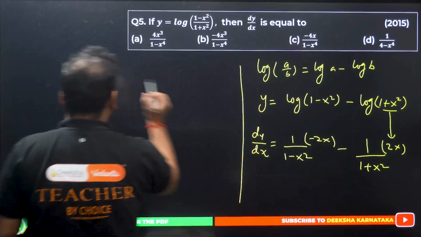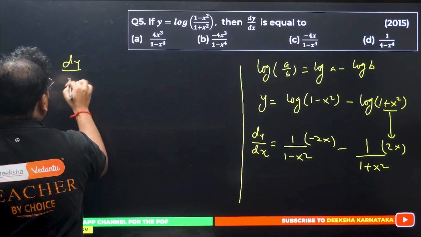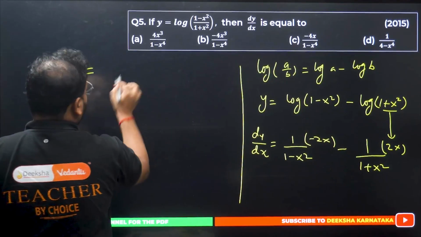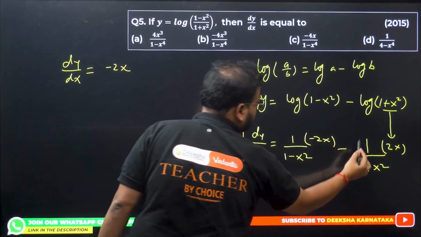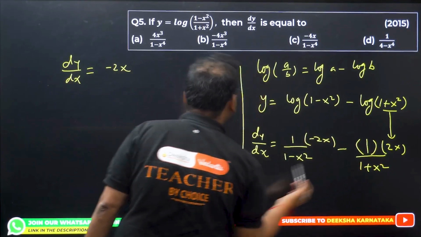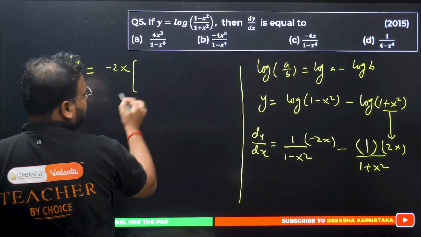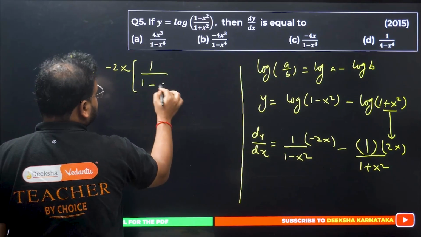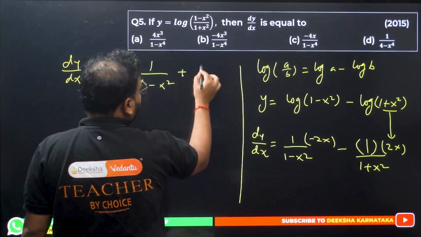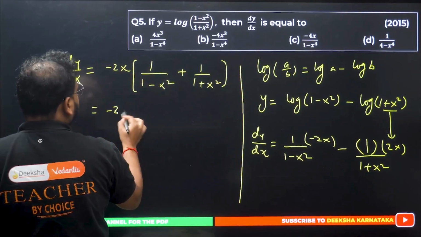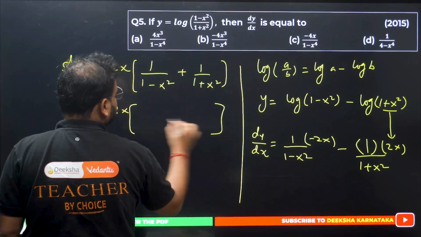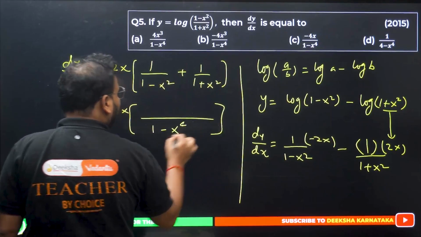Next step, dy by dx, take minus 2x common. We have here minus 2x, and here also we have minus 2x. See, this is 1, this is 2x into minus 1. So minus 2x, I have 1 upon 1 minus x square plus 1 upon 1 plus x square. Take the LCM.